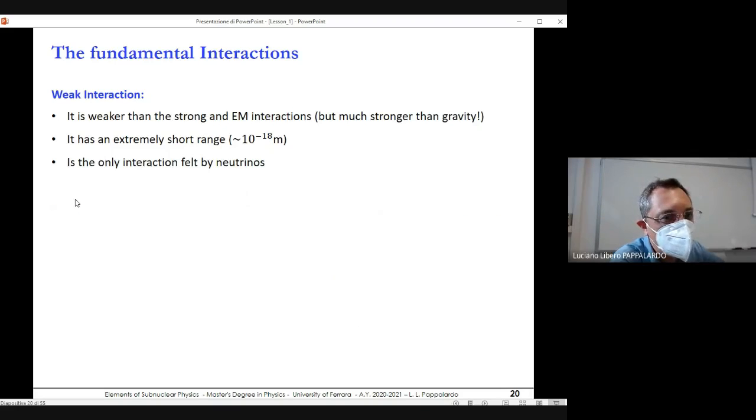A few words about the weak interaction now. The weak interaction is, as the name also suggests, weaker than the strong and the electromagnetic interaction, although it is still much stronger than gravity. Okay?